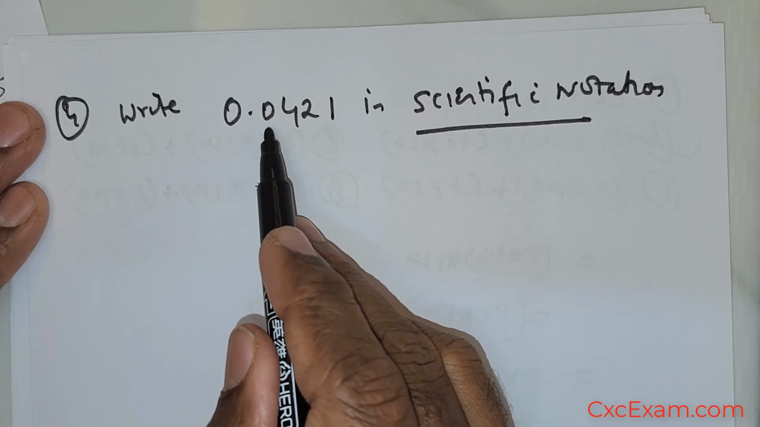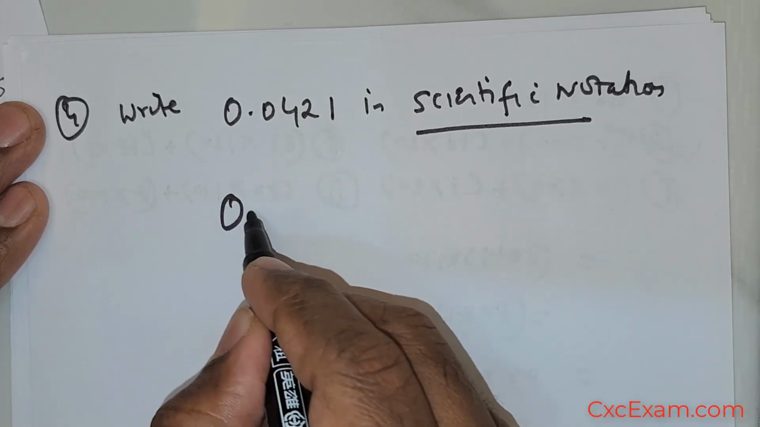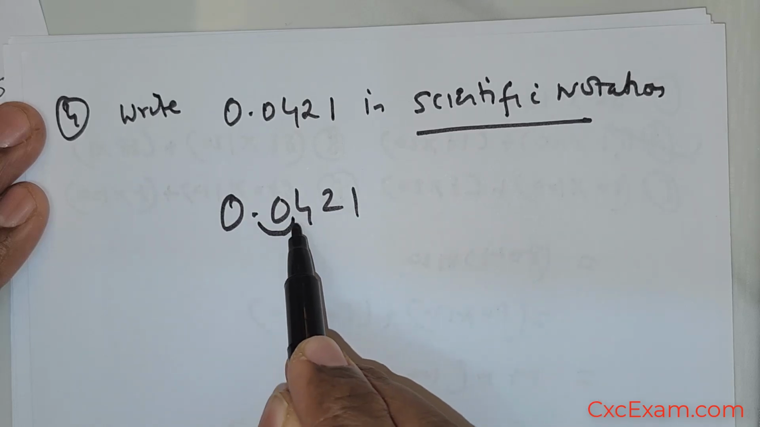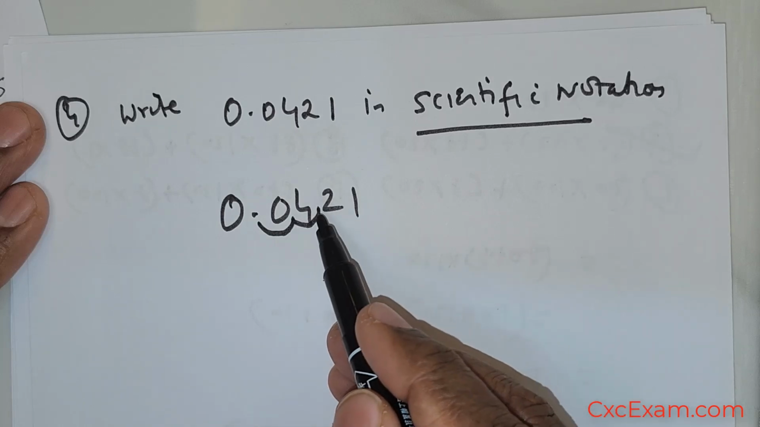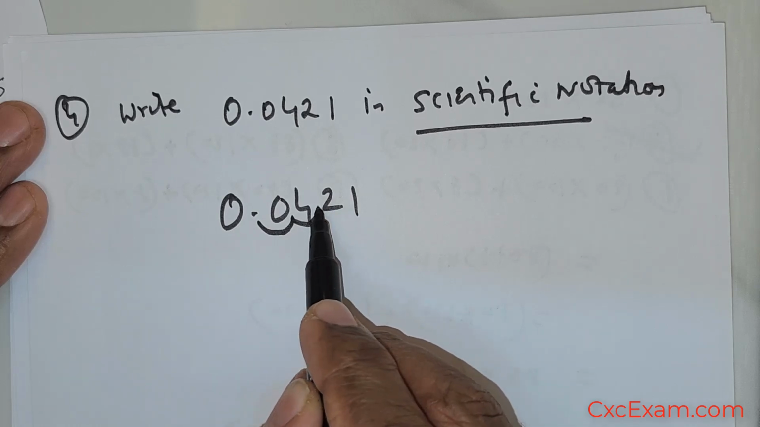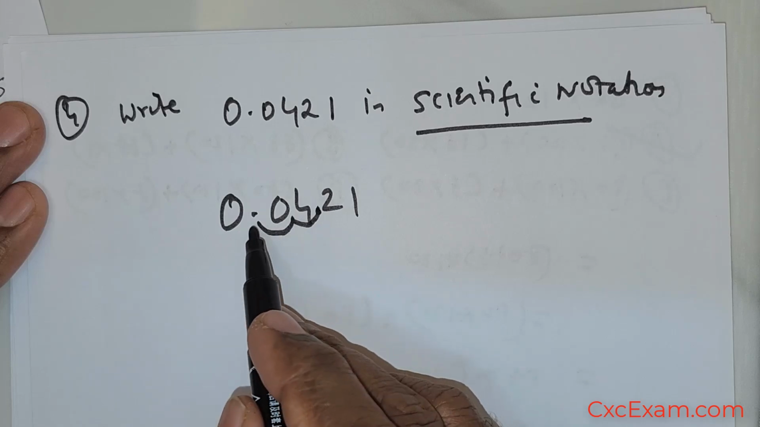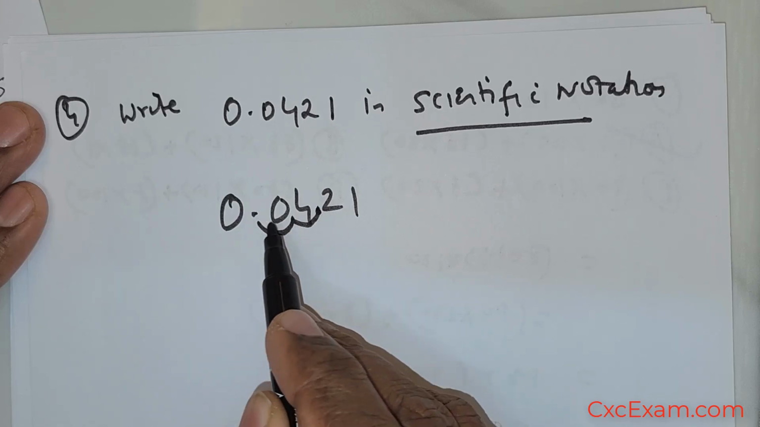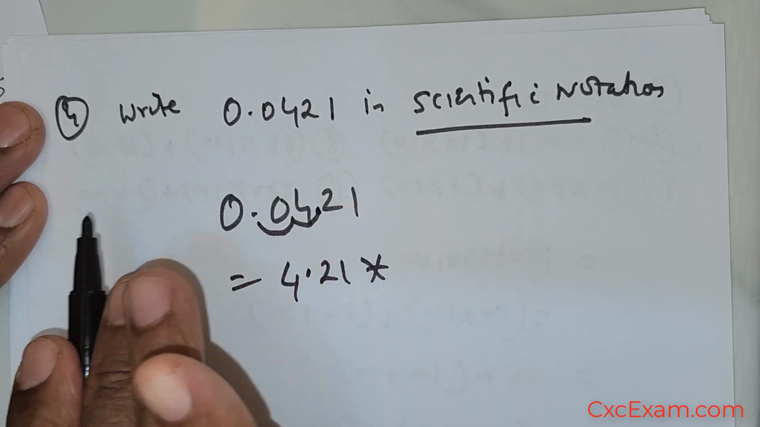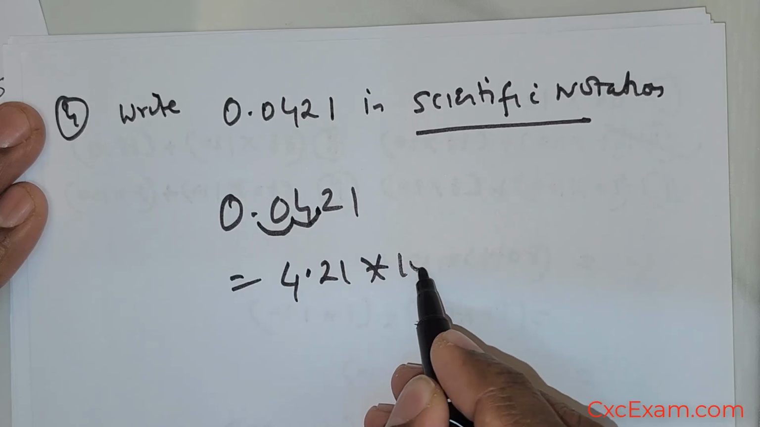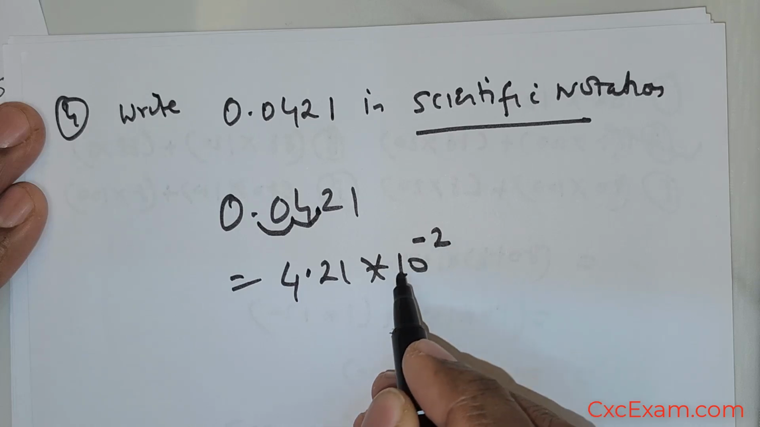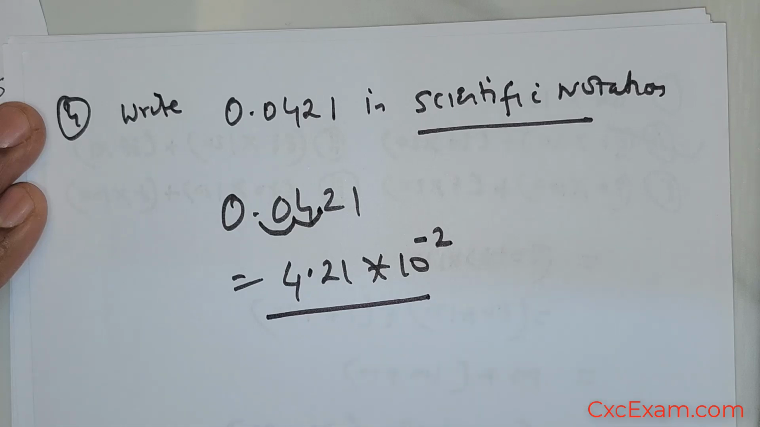So the question is write 0.0421 in scientific notation. Now 0.0421, if you want to write it in scientific notation, you need to push this decimal place by place, to 2 places, so that before the decimal there is just one digit. So in this case the decimal point is moved 2 places, 1 and 2. So this is nothing but 4.21 times, if it moves towards the right, you need to place 10 raised to the power with a negative exponent. So that is the solution for this question.